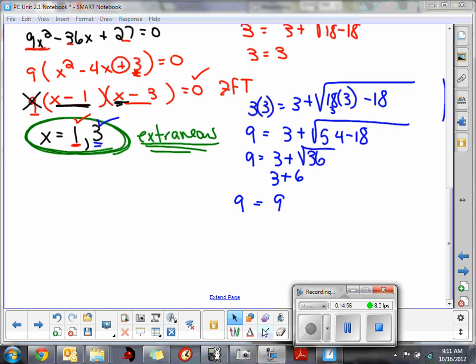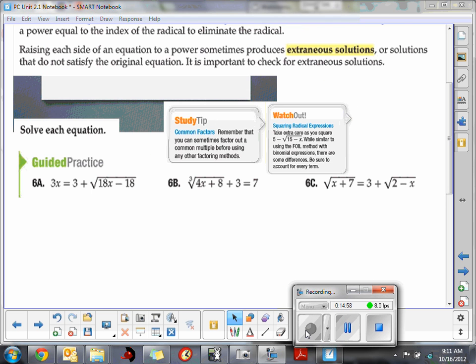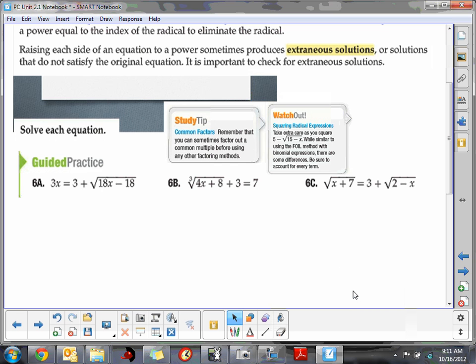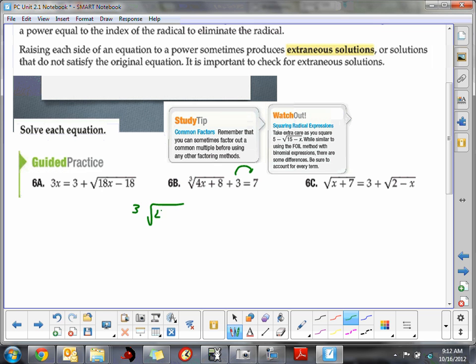Okay, so cleared the board, and now we're going to work on 6B. 6B, again, your general principle, don't lose track of what that says, is you want to isolate the radical first. So the first thing I want to do is get this positive 3 over to the right side so I can isolate the cube root of 4x plus 8, which equals, now if I move it over, I have to subtract 3, so 7 minus 3 is 4.